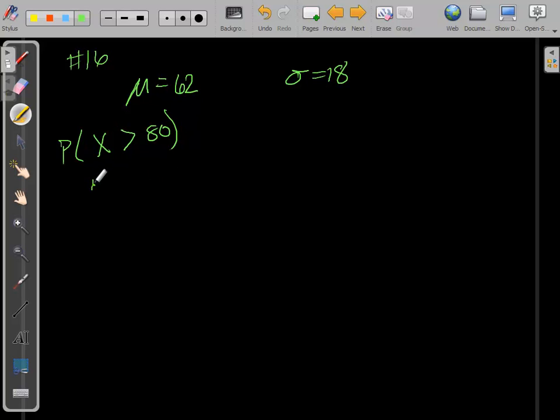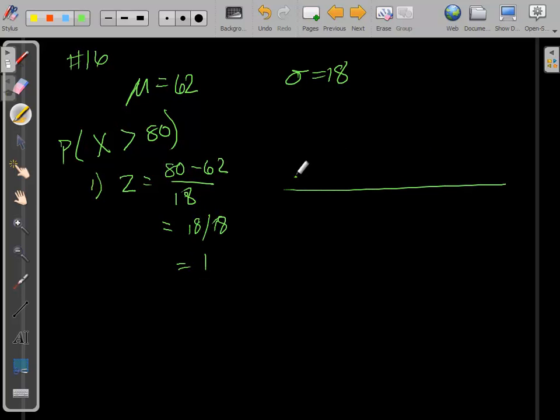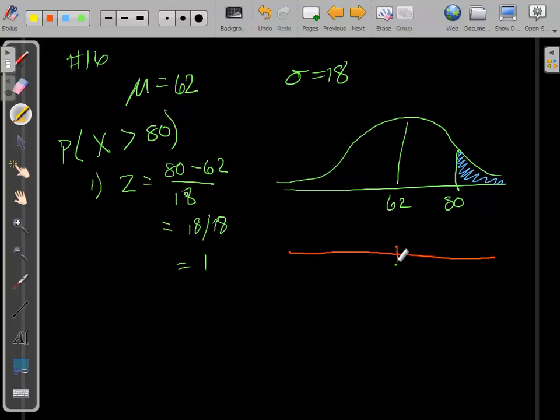And so what we'd want to do first is come up with the z-score for 80. When we do that, we find that it's going to be 18 over 18, so a z-score of 1. Here's our picture. Here's 62. We're looking at 80. We're trying to find the proportion that exceeds it, so we're looking for this region right here. So what we're really doing is sliding and stretching this graph around until we get to a center of 0 and a z-score of 1, and we're trying to find the tail probability above that.